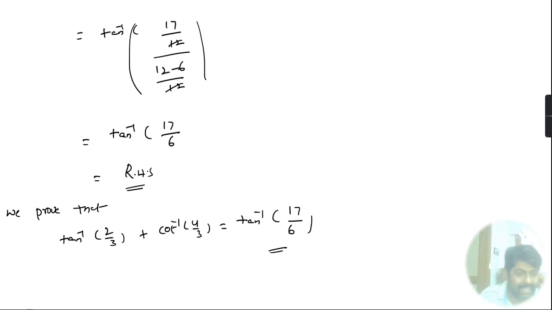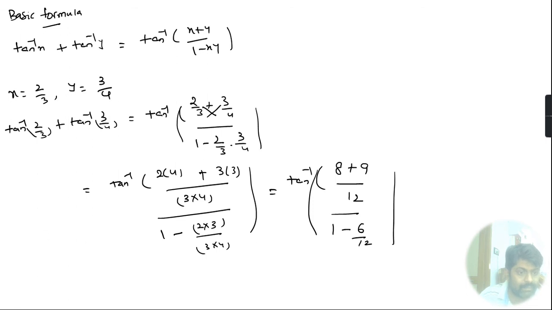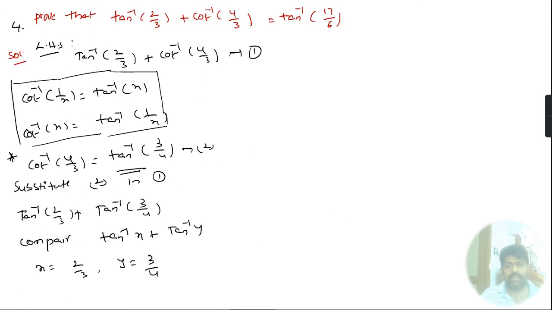So let us recall that problem. It is given that tan inverse of 2 by 3 plus cot inverse of 4 by 3 is equal to tan inverse of 17 by 6. The basic formula is in the form of tan inverse x plus tan inverse y. But here cot inverse is given, so cot inverse of x is equal to tan inverse of 1 by x. So the inverse of 4 by 3 is 3 by 4. Therefore cot inverse of 4 by 3 can be written as tan inverse of 3 by 4.